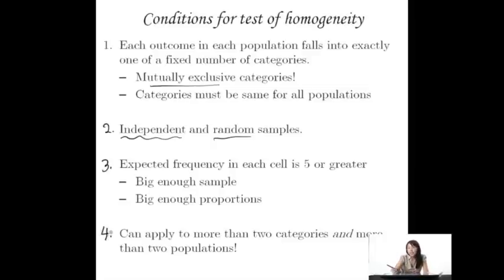And number 4 is not really a condition. It's just so that you know how free you are with chi-square testing. You could have more than 2 categories, and you could have more than 2 populations. So you could have 4 categories and 6 populations, right? So you could have a whole bunch of these different combinations. So you're not restricted to 2 categories and 2 populations.